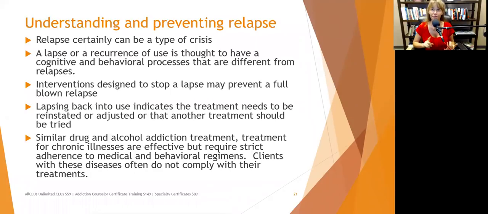A lapse or a recurrence of use is thought to have a different cognitive and behavioral process, different from relapses. So if somebody just uses once, has a lapse, generally that's different than if they go on a 1 or 2 week bender. Interventions designed to stop a lapse may prevent a full-blown relapse, remembering that lapses can actually occur behaviorally too. So if people start returning to that stinking thinking, we need to intervene.